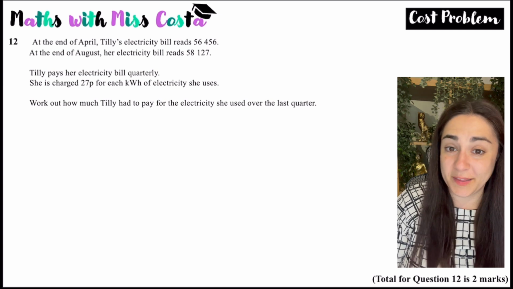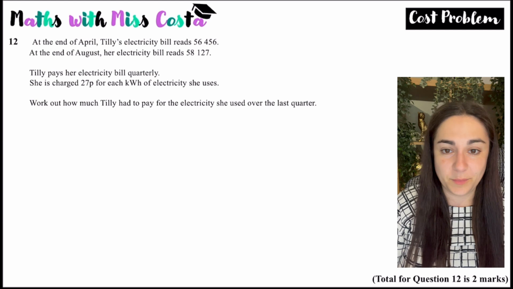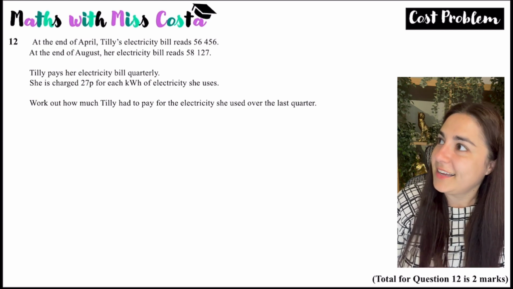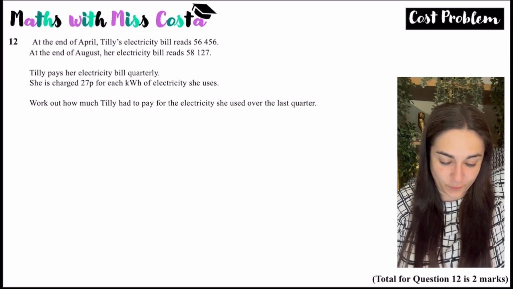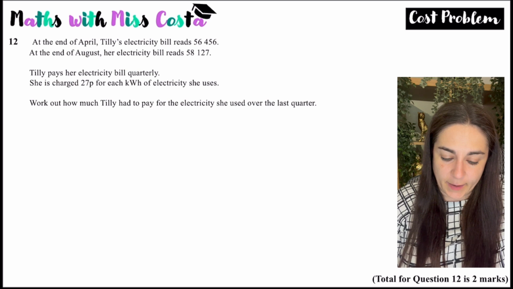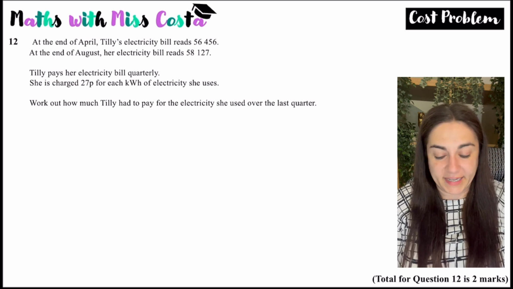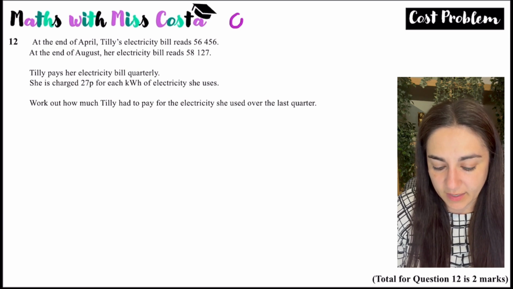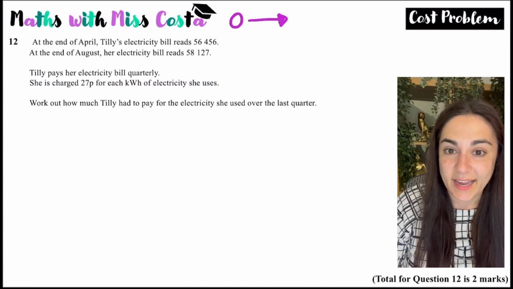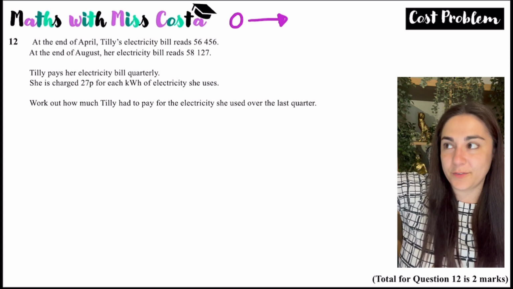Next, I've got a cost problem. And these kinds of questions actually trip up a lot of people because you might never have seen a meter reading before. So you need to know how that kind of works. Every house has a little meter where you can read your electricity, and it basically starts from 0 and then it keeps building up and up and up.